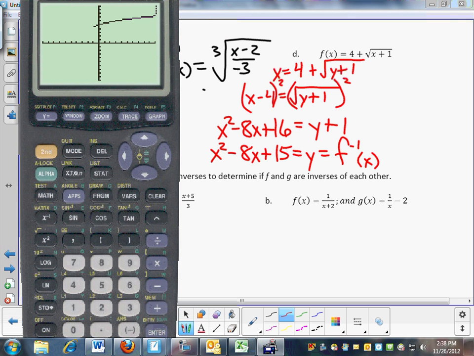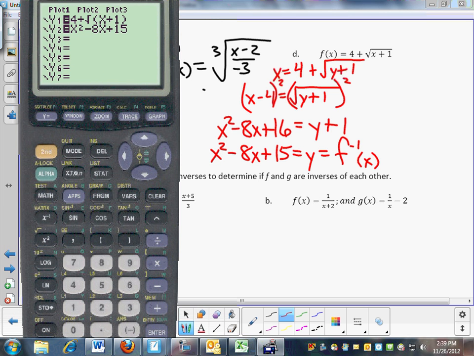Does that pass the horizontal line test and the vertical line test? Yes. Does that pass the horizontal line test and the vertical line test? No. Think about it, you guys. If we took this radical function and flipped it over the line y equals x, this is the only portion that we should get, right?